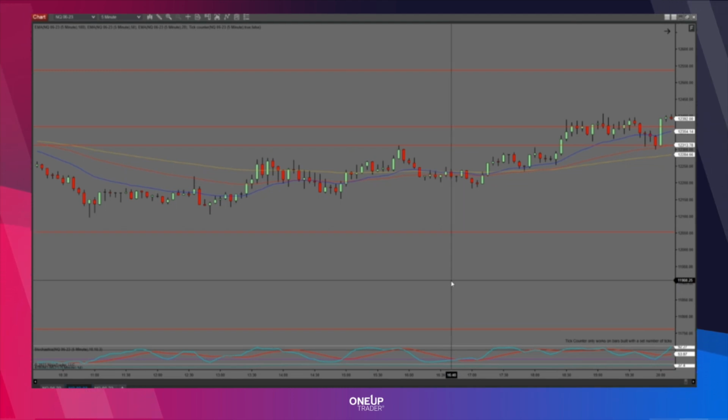Hey traders, I just wanted to share with you my strategy, how I look for trades. It's a very simple strategy using support and resistance. My main market is the Nasdaq, the NQ futures market is what I trade.